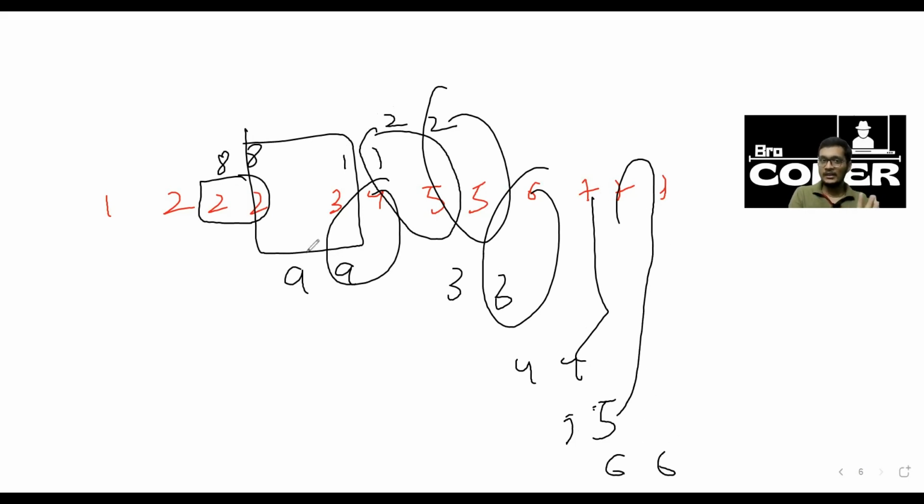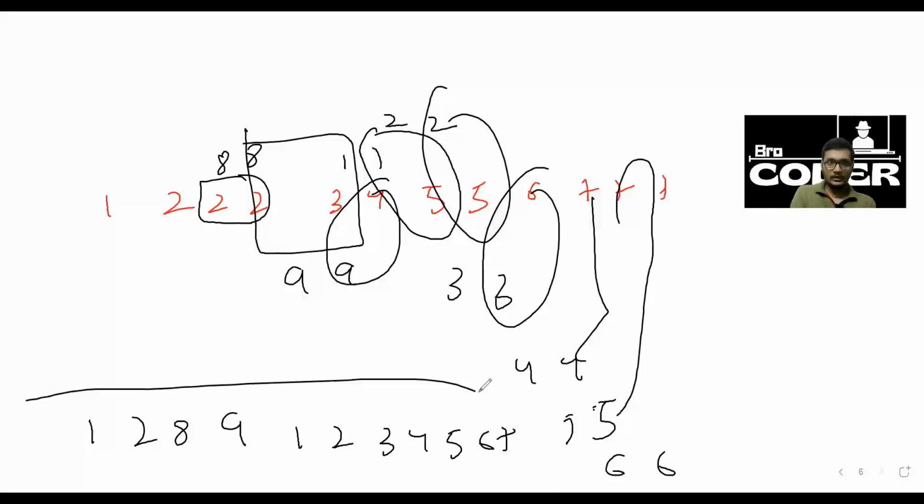Now you will observe that the new array looks like 1, 2, 8, 9. Again 1, 2, 3, 4, 5, 6, 7. This is our new array, right? 11 elements, yeah. 5, 6, 7, 8, 10, 10, 11. That's the only thing you can do.